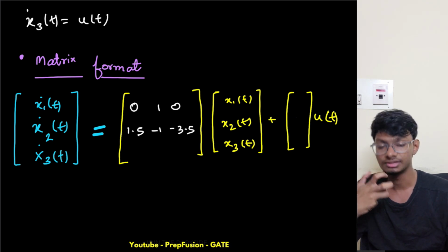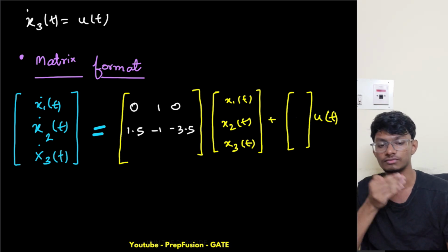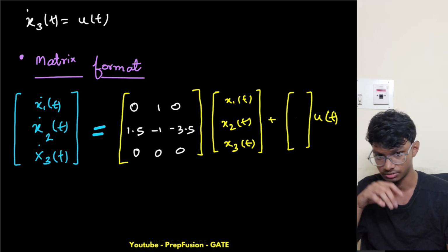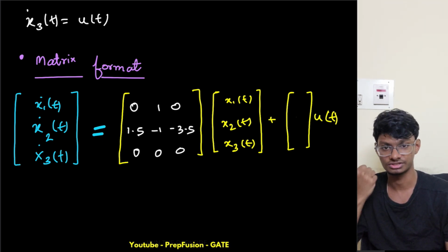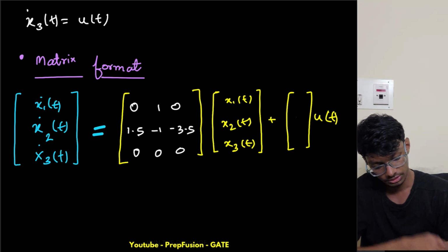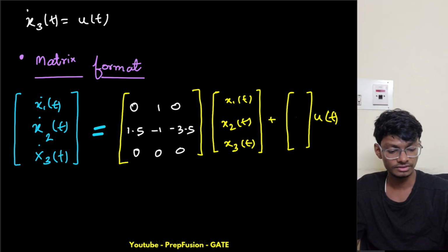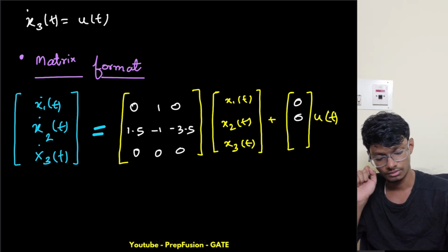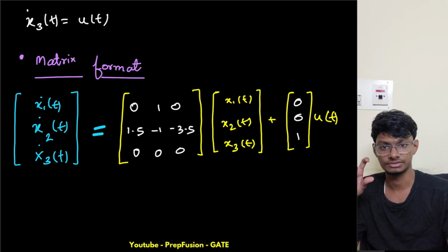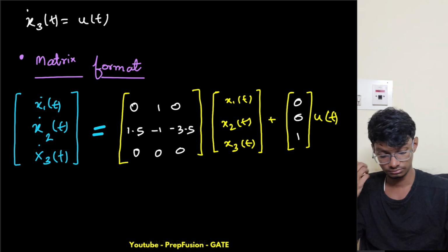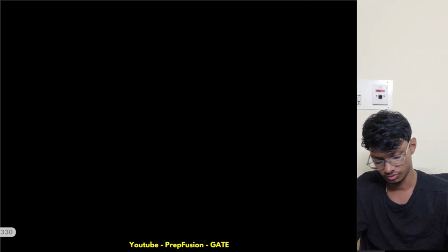Now what is my x3 dot of t? It is not related with any of the state variables, so this row will be all 0. We will understand the repercussions of this now. None of the state variables are related with u of t except the third one. So the third one is related with u of t, so this is 1. Now let's solve for the output equation.